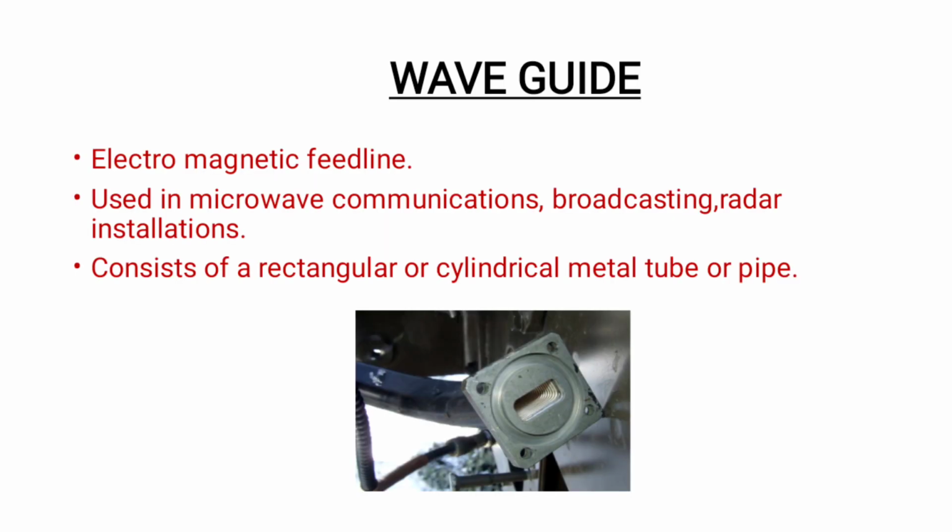Hello everyone. Our topic is TM rectangular waveguides, transverse magnetic rectangular waveguides. A waveguide is an electromagnetic field line used in microwave communications, broadcasting, and radar installations. A waveguide consists of a rectangular or cylindrical metal tube or pipe. Waveguides are most often used with horn antennas and dish antennas.